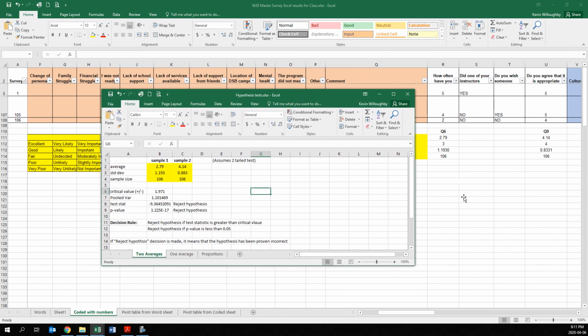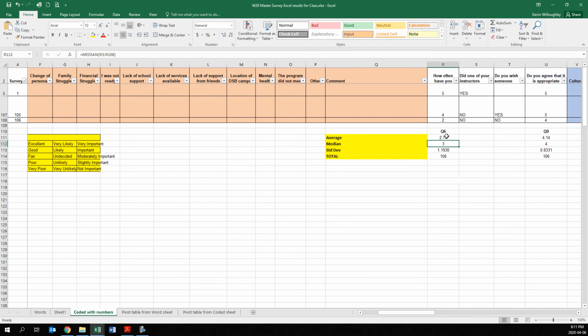What we're going to do is look at question 6 and question 9 first of all. The average in question 6, 2.79, has a standard deviation of 1.193. Question 9 has a much higher average, basically meaning that the average response for question 9 was somewhere between agree and strongly agree. It has a standard deviation of 0.831 and a sample size of 106.